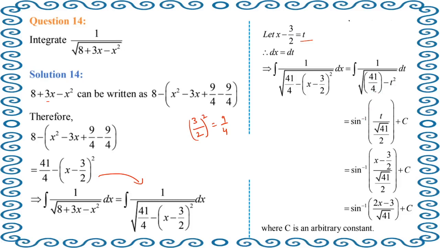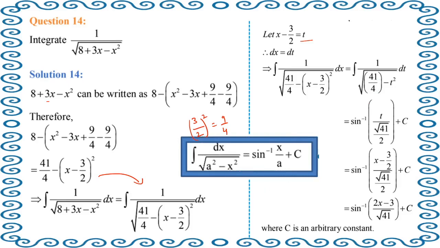Now we have to write this thing as a square, right? So which formula is this? This is a square minus x square. If we write root on 41 by 4, can we write it as a whole square? And this is the same as a square minus x square, right? This is equal to sine inverse x by a. What is x? This is t by a. This is a, right? And then what is the value of t? x minus 3 by 2, and simplify, and this is the answer.